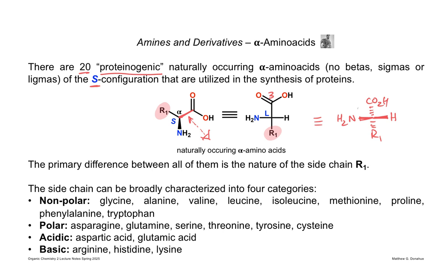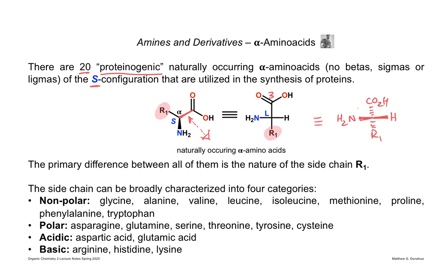So you have the amine, the side chain, the acid, and a hydrogen. And so that, again, that hydrogen, that's coming from the aldehyde. The NH2 comes from ammonia. The acid comes from the nitrile, and the R side chain is the rest of the aldehyde in the Strecker reaction.